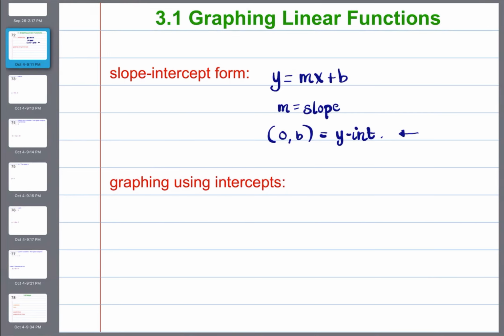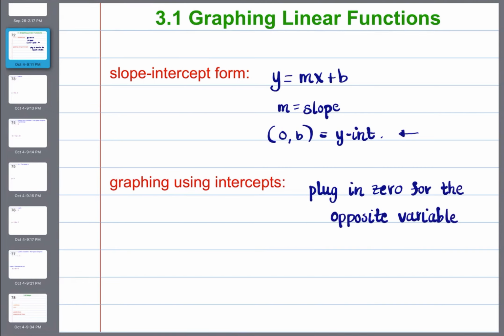All right, and then if we're going to graph using intercepts, this is where we plug in 0 for the opposite variable. To find the y-intercept, I put a 0 in for x. You can see that actually showing up in your slope-intercept form. And if we want to know the x-intercept, then I would plug in a 0 for y. Now, you can always plug in any number, because a line is going to go left to right across the entire graph.